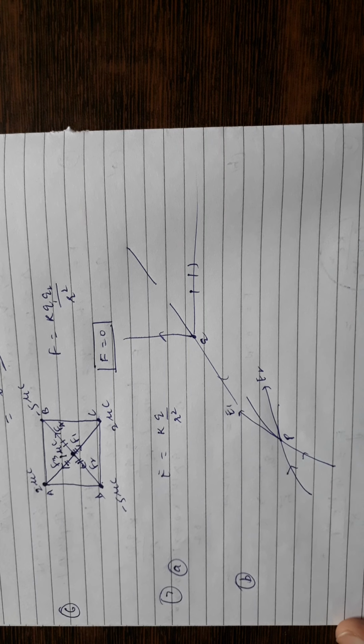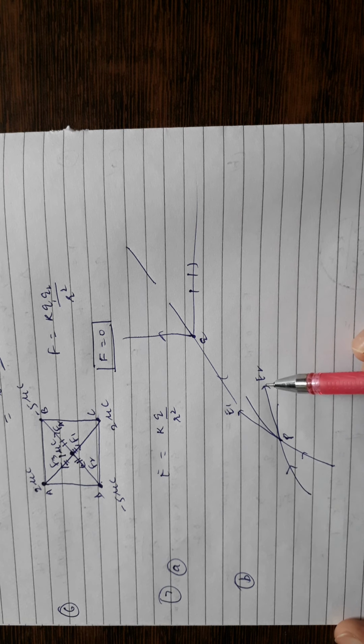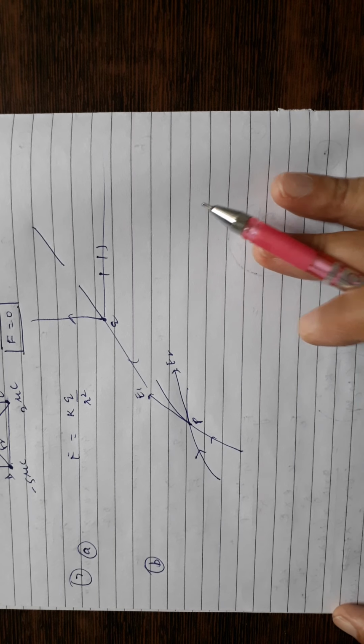So students, simply you will write the answer of this question. Two electric field lines can never intersect each other because if they intersect, there will be two tangents drawn at a point and there will be two directions of electric field, which is not possible.